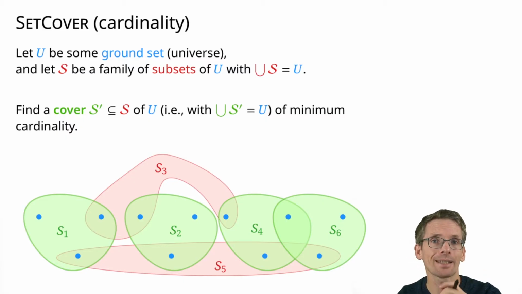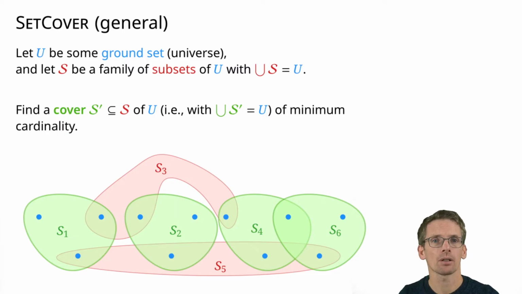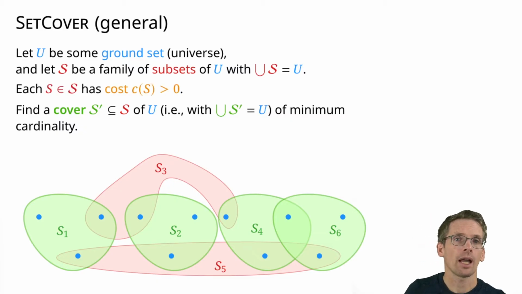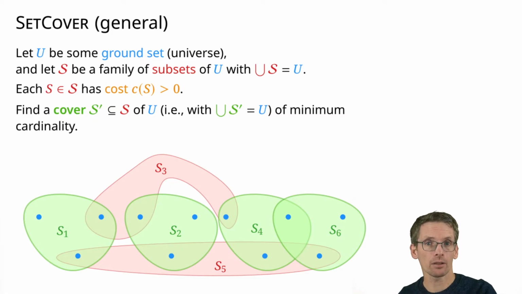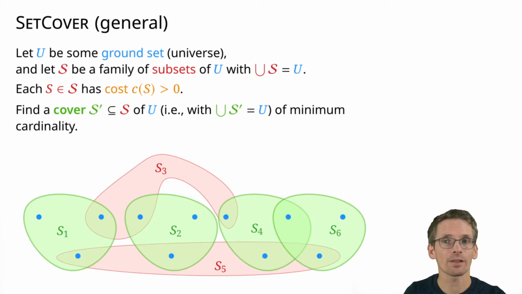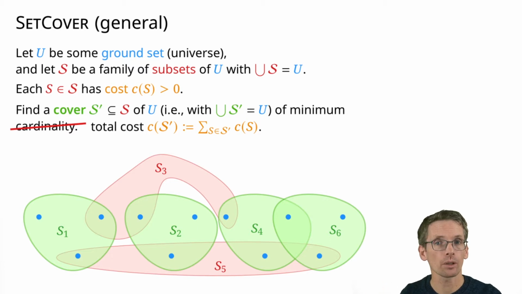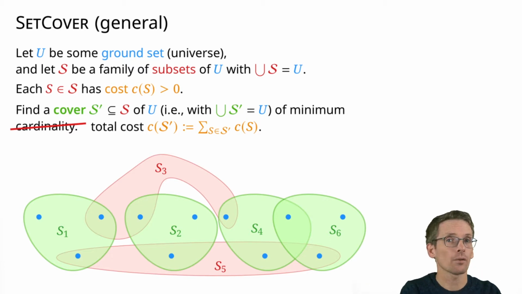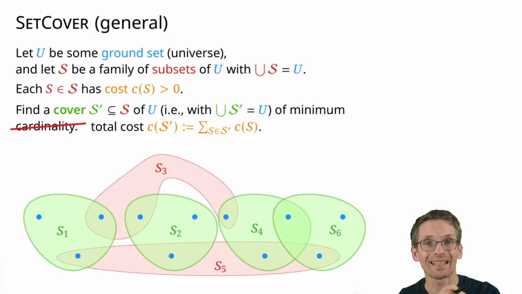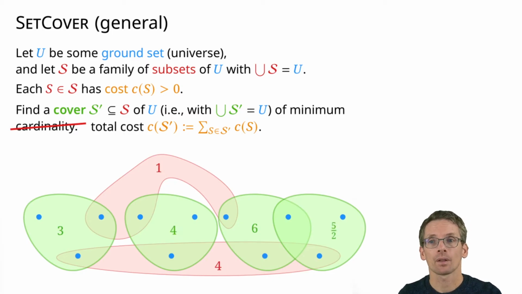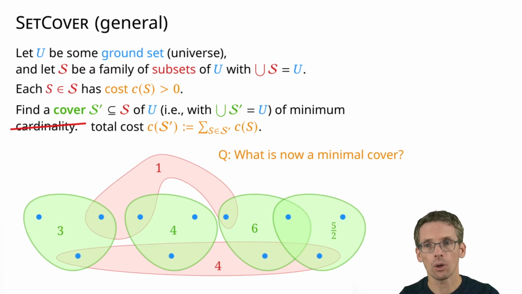Now, the generalization of this is a min cost or min weight cover. How does that look like? Now, each of the sets has a cost. And we do not want to minimize the cardinality, so we do not want to minimize the number of sets, but we want to minimize the total cost, which is the sum of the costs of the sets that I selected. So in this example, we could have these costs. One set costs 3, 1, 4, 4, and so on. So now again, the question is, what is a min cost cover in this thing?